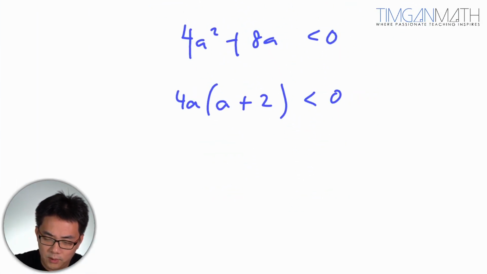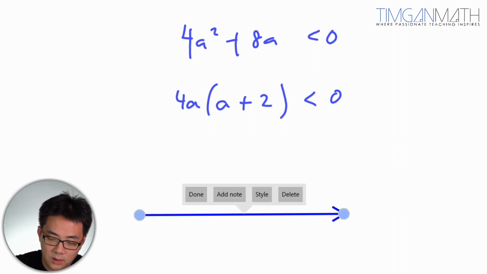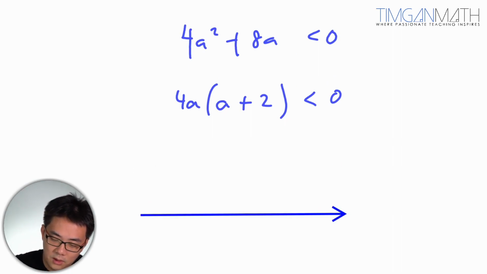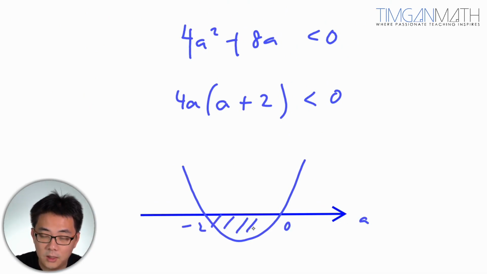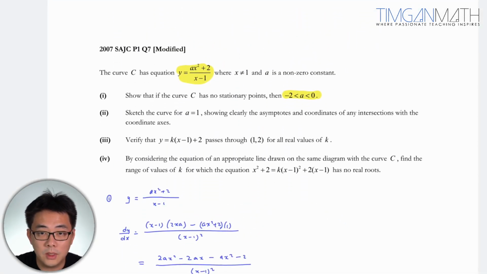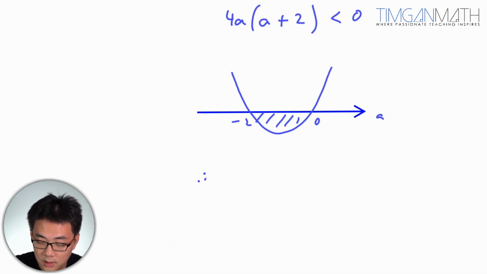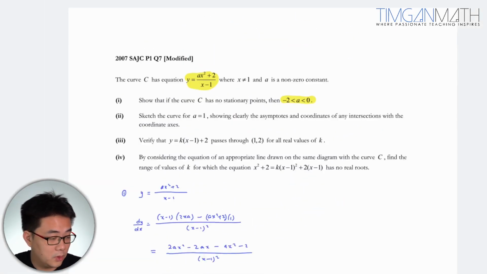And after which what we're going to get is actually just a smiley face graph, with roots at 0 and negative 2. So it has to be here. Okay, so in this case here, there you go, we get the answer. So hence A is between minus 2 and 0. That's how you show the first part.